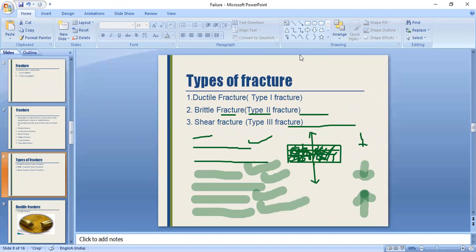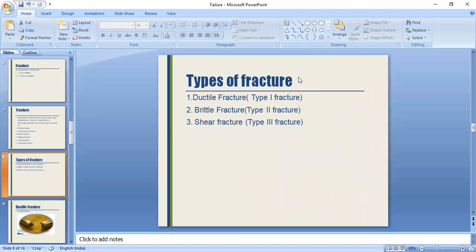Now let us see the types of fracture. Fracture is classified into three types. One is ductile fracture, second one is brittle fracture, and third one is shear fracture. Ductile fracture we also call a type 1 fracture, brittle fracture we also call a type 2 fracture, and shear fracture we also call a type 3 fracture.